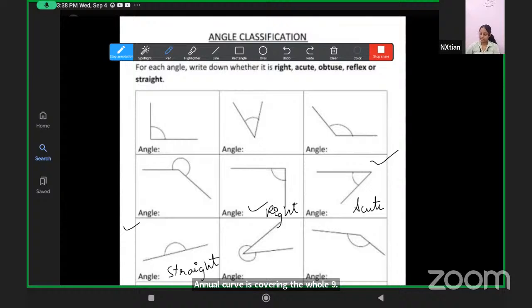Yes, Simeon. This one. Which one? This one. Third row, middle one. That's a reflex angle. Reflex angle. That's right. And Edric, what's the last one? The last one is obtuse angle. Obtuse angle.